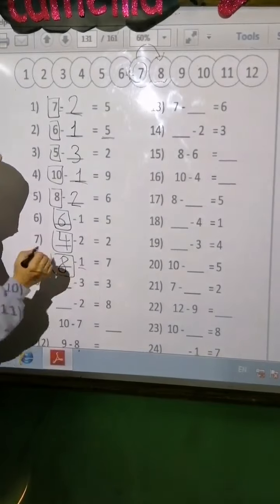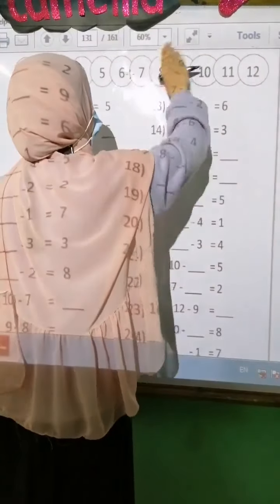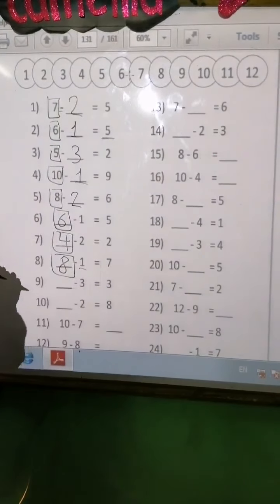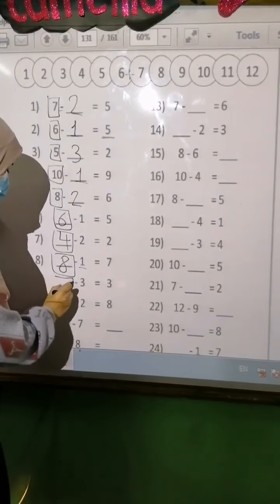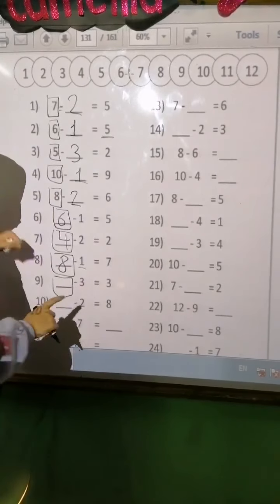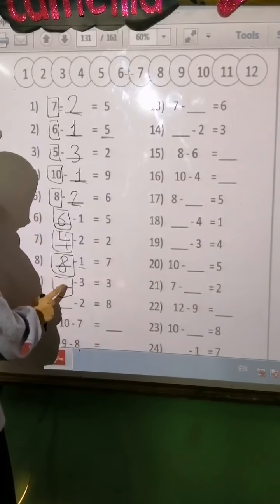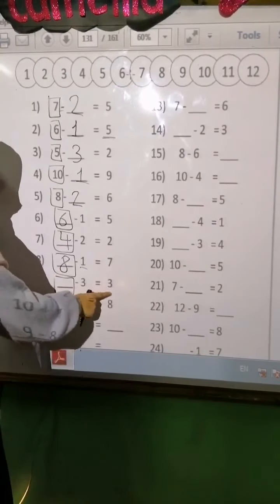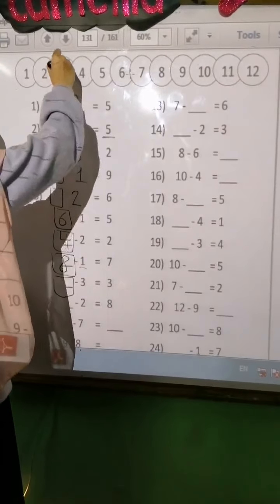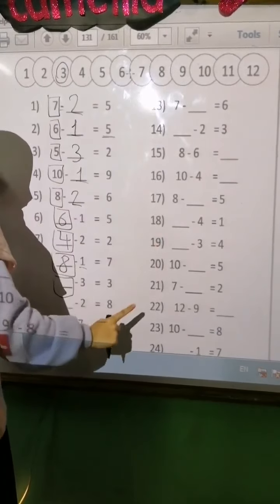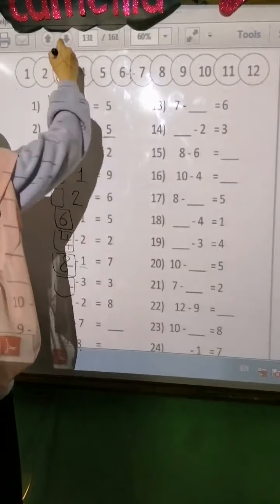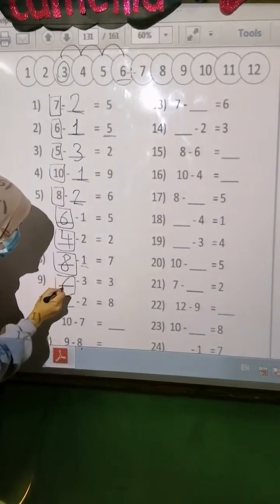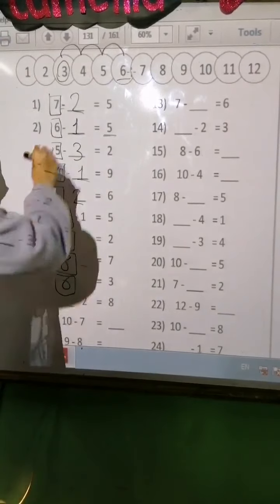Problem number 9. Missing number minus 3 equals 3. Where is the greatest number? At the first. Is it missing or is it here? No, it's missing. So we start from the bigger number, 3 and 3, they are equal. So we start from 3. Go forward. How many steps? 3. 1, 2, 3. The answer is 6. 6 minus 3 equals 3.